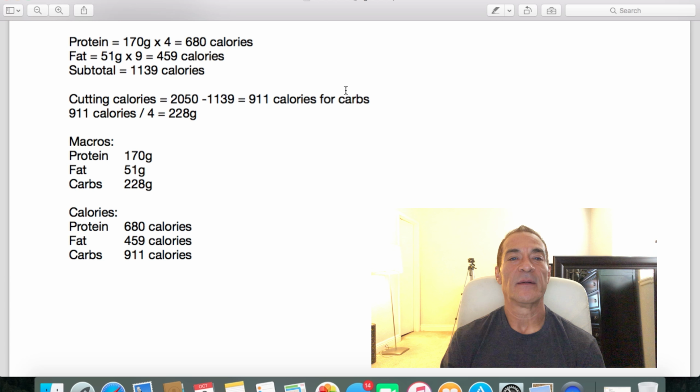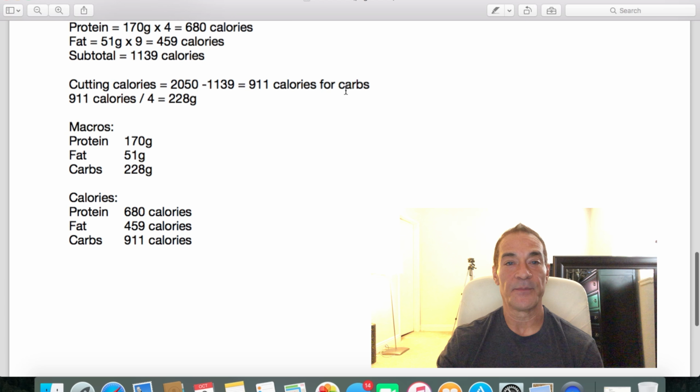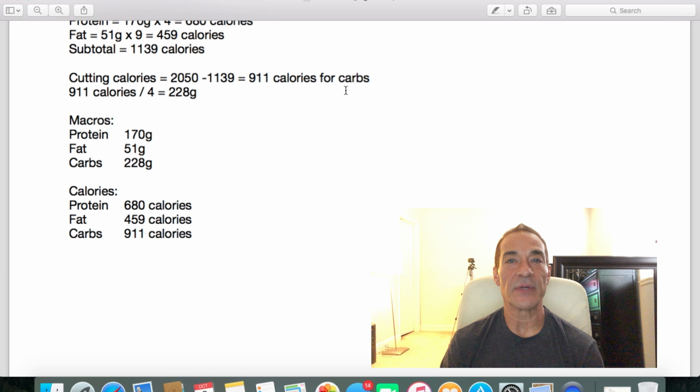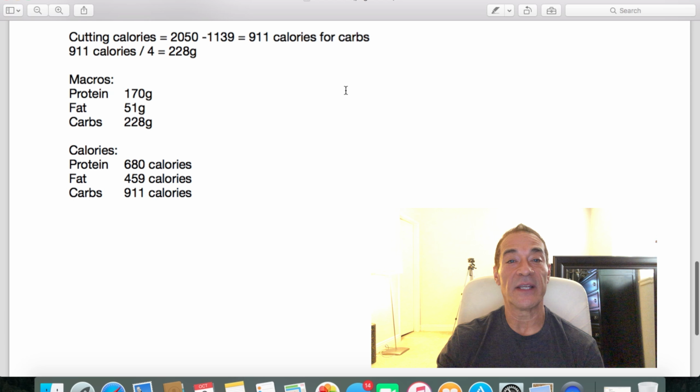So basically, protein is at 170 grams that we determined, times 4. That equals 680 calories. So 680 calories of your diet will be on protein. Fat at 51 grams, as we determined earlier, times 9 equals 459 calories. So now that gives us a subtotal of 1,139 calories. So now we're going to figure out our carbohydrates.